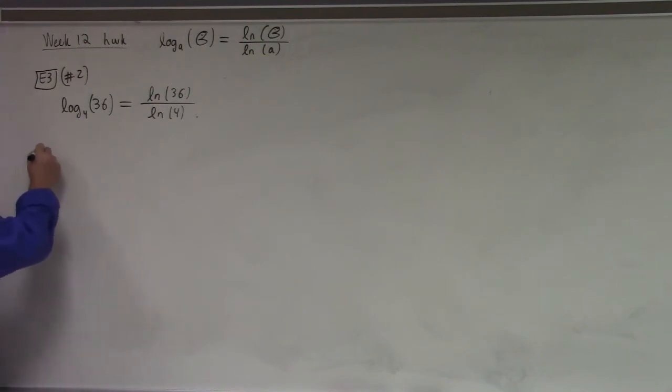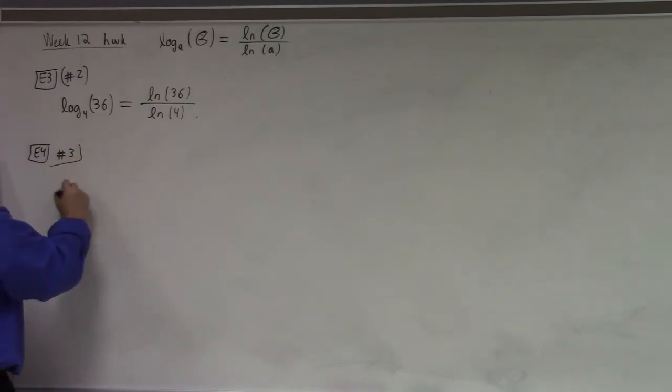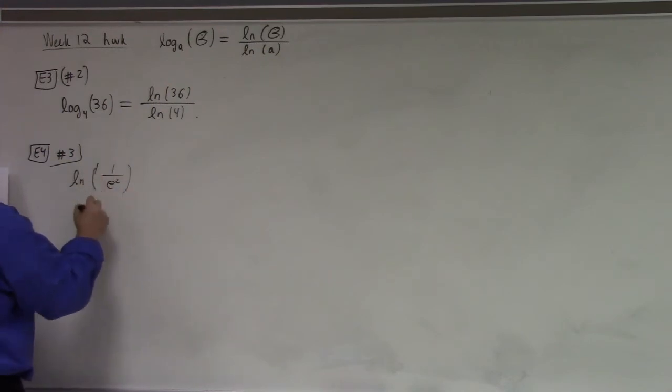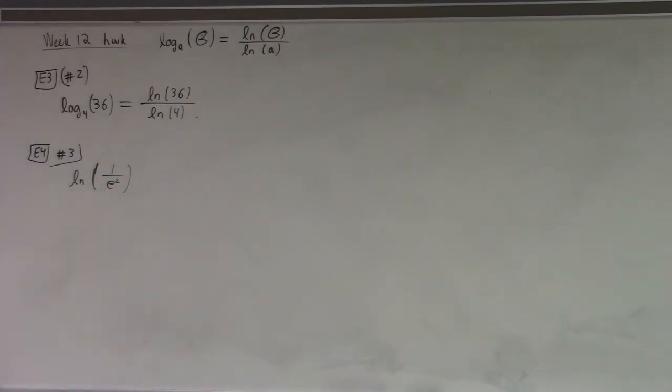Example 4. This is number 3 in your homework, something like it anyway. Here we're faced with the natural log of 1 over e squared. But I'll pause here. Are there any questions about the previous one? So the point of the homework is just to make sure you guys know about the change of base formula, basically. Why do you care about the change of base formula? It's because, among other reasons, you have natural log on your calculator, right? You may or may not have log base 4, right? And this one we shouldn't need a calculator for.